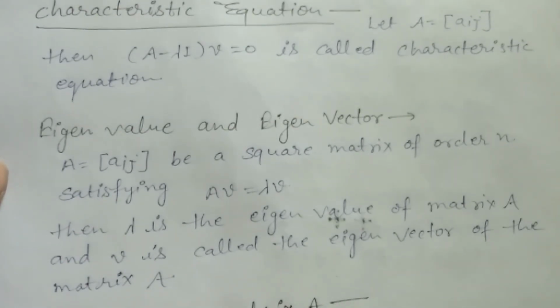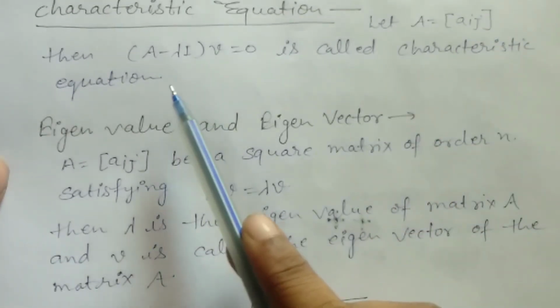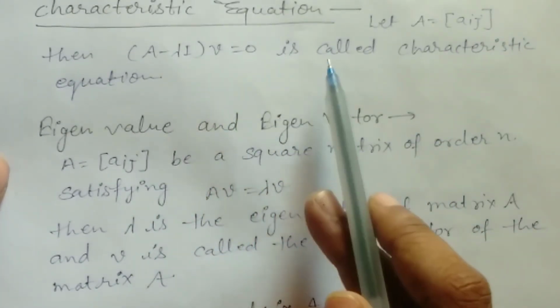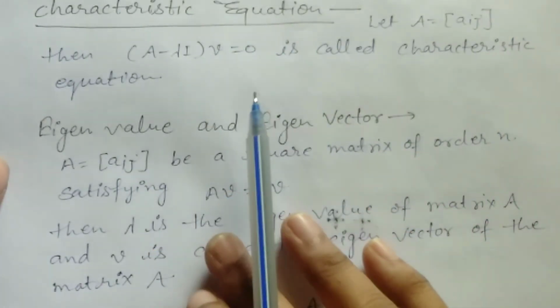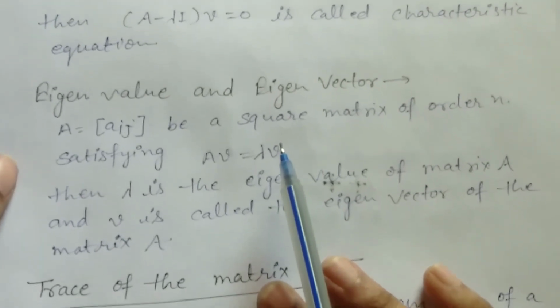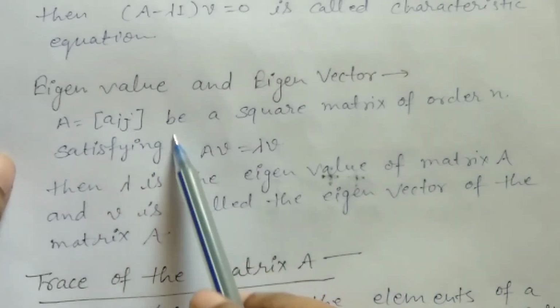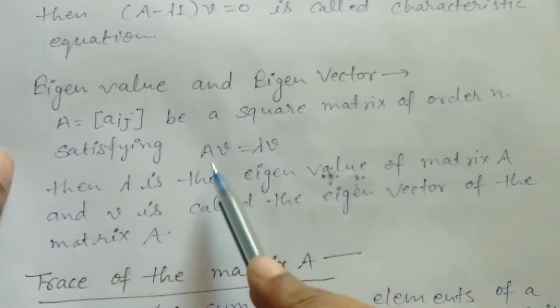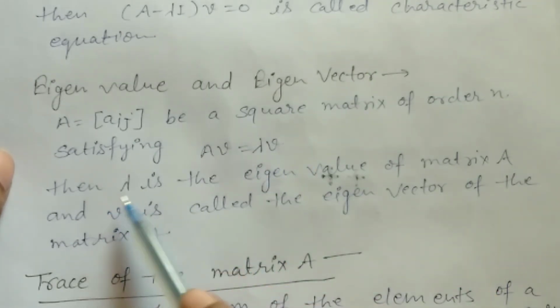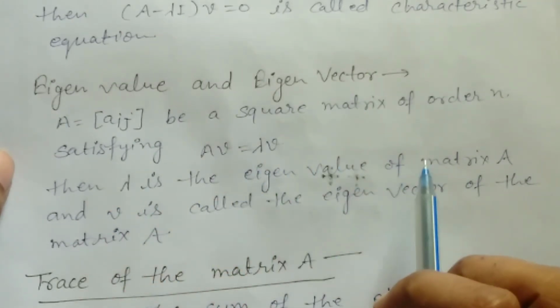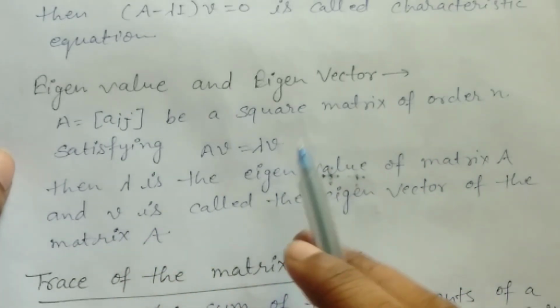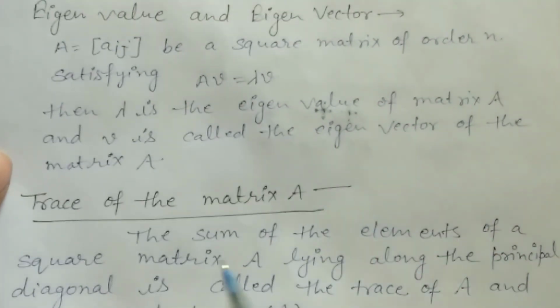Characteristic equation. What is the meaning of characteristic equation? Let A equal (aij) be a square matrix, then (A minus lambda I) times V equals 0 is called the characteristic equation. After that we are going to discuss eigenvalues and eigenvectors, because eigenvalues and eigenvectors play an important role in a matrix. If A equal (aij) is a square matrix of order n satisfying AV equals lambda times V, where lambda is called the eigenvalue of the matrix A and V is called the eigenvector of the matrix A.